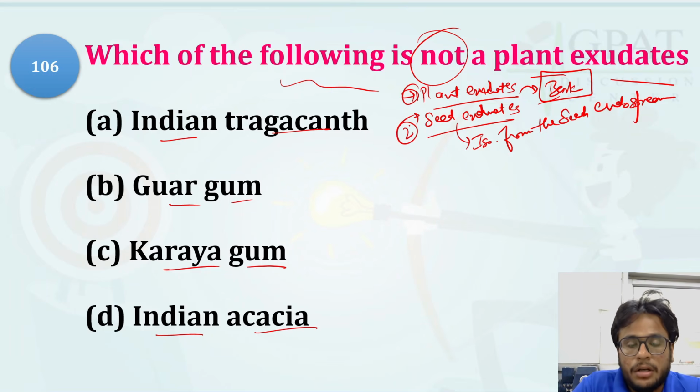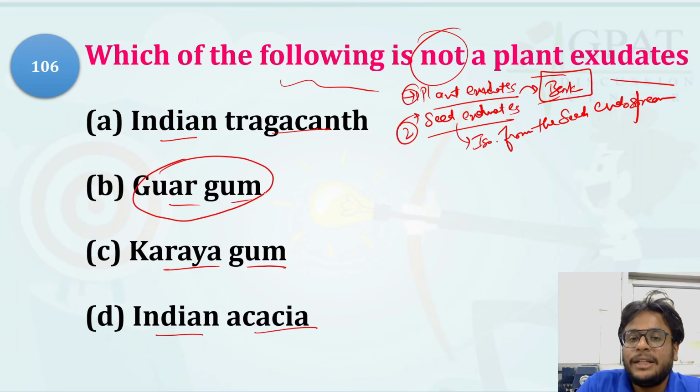So option A is Indian tragacanth, option B is guar gum, then karaya gum, or Indian acacia. Which of them is not a plant exudate? Yes, guar gum is not a kind of plant exudate. It is a kind of what? Seed exudate. It is mainly isolated from where? From the seed endosperm. Okay, seed exudate it is.